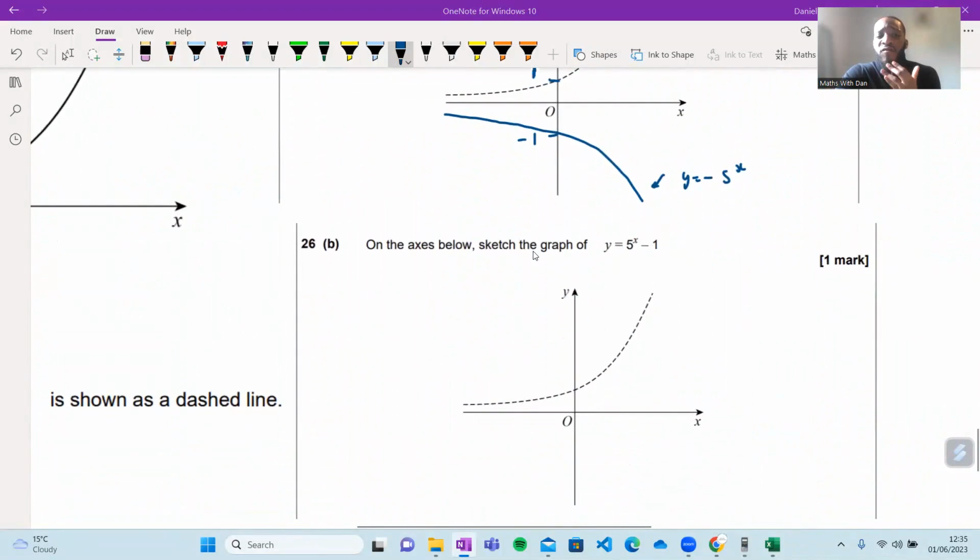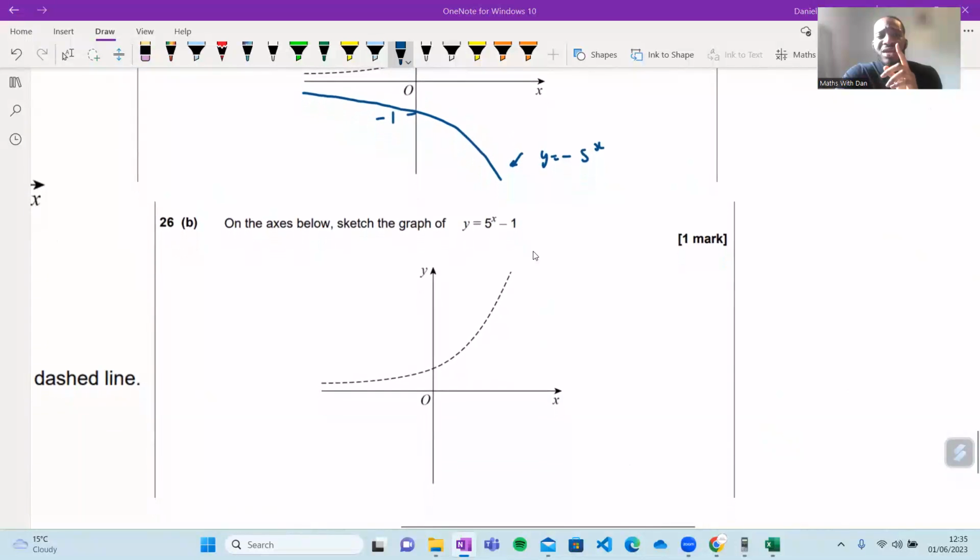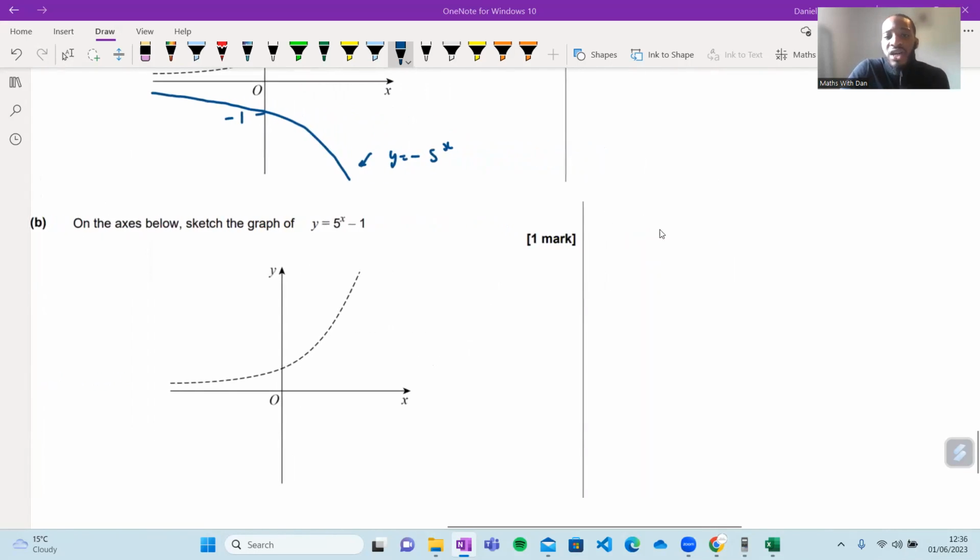Now part B, we've got part B to do. It says on the axis below, sketch the graph of y equals 5 to the x minus 1. Now, remember, what do you do with these questions? This is a graph transformation question. I'm going to replace the y with f of x. And we know why we're going to do that, because we're going to say, okay, well, f of x is equal to 5 to the x. So we've got f of x is equal to 5 to the x.